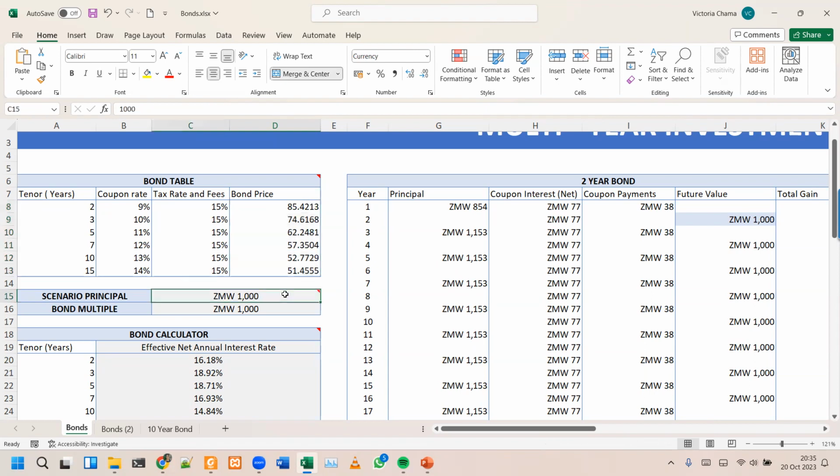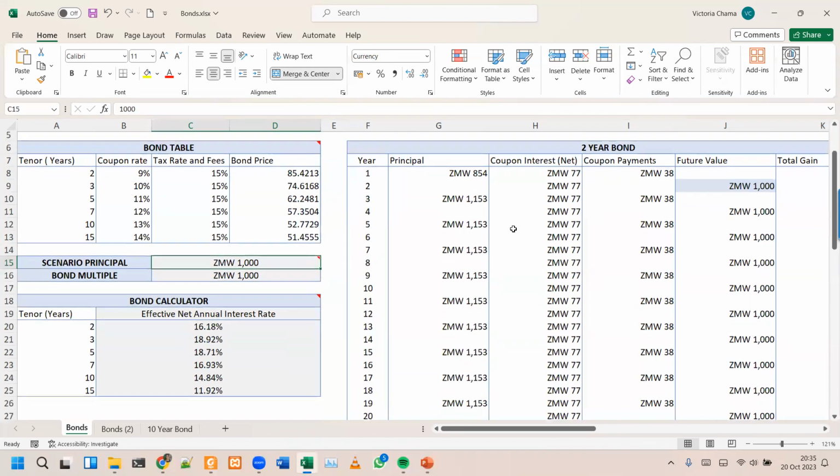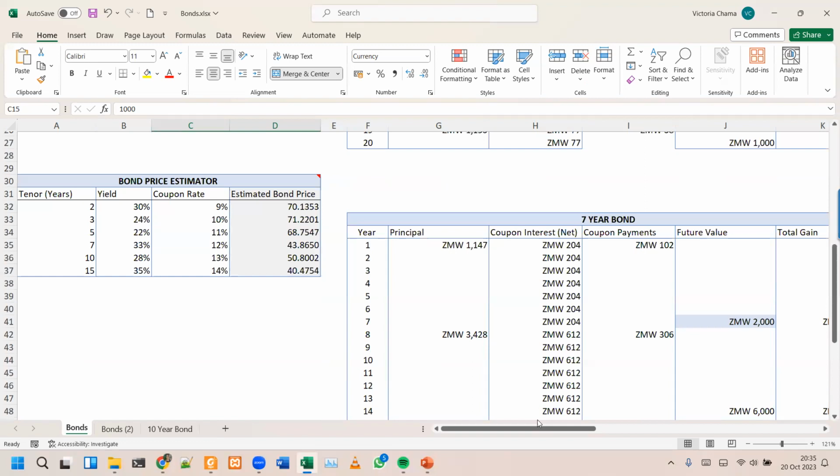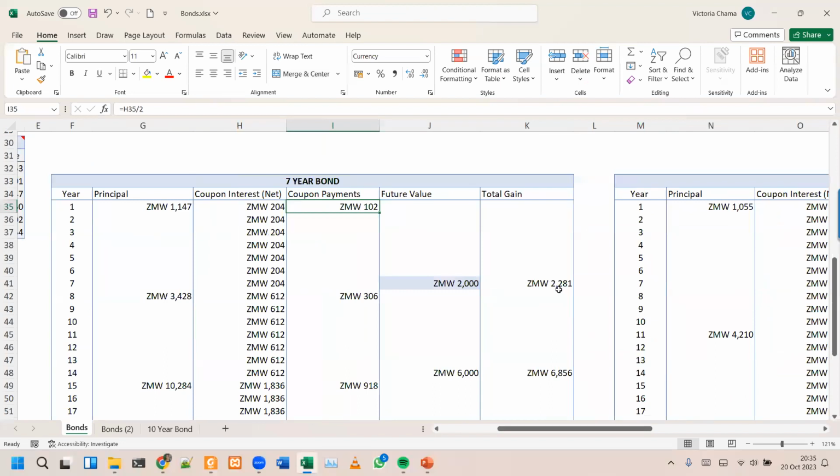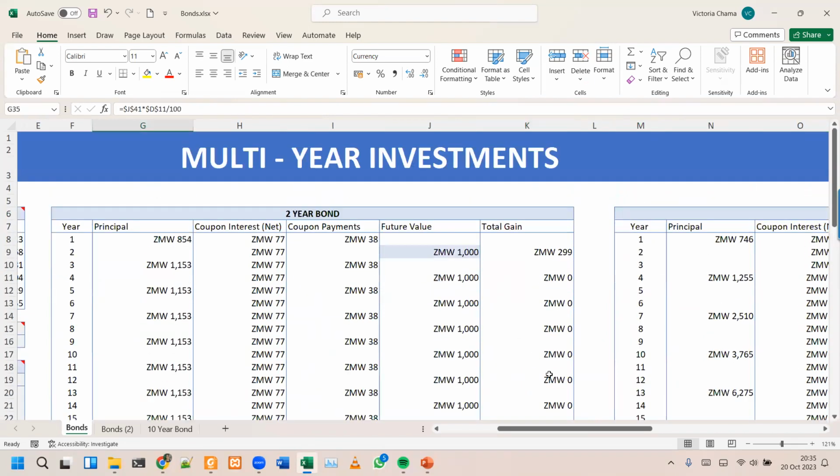So again, on coupons, if you invest 1,000, let's say in a 7-year bond, your coupon payments become 102 kwacha every 6 months for 7 years, meaning your total gain is going to be 2,200 on top of your original 1,100 and so on.